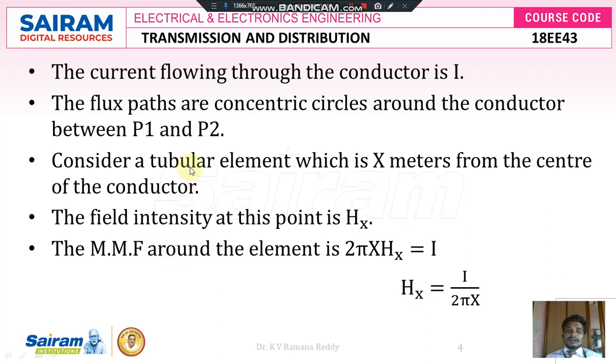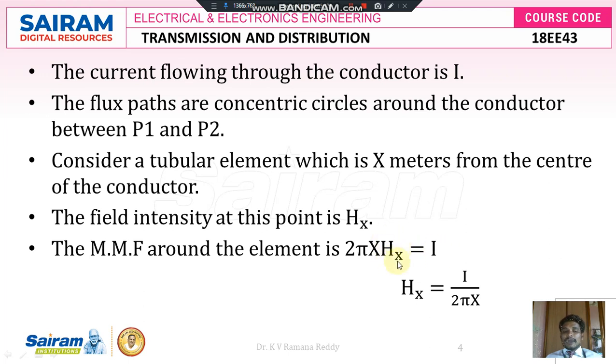For the two conductors located at points P1 and P2 at distances D1 and D2, which are at a distance of x meters from the tubular center, having a magnetic field intensity, we can write mathematically the formula: 2 pi x Hx is equal to I.